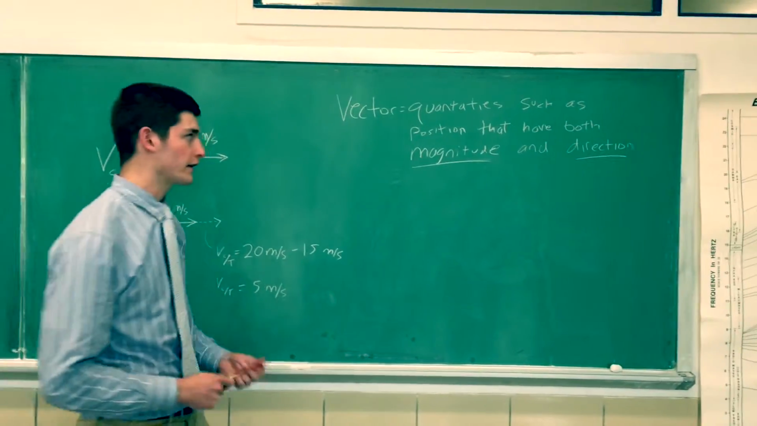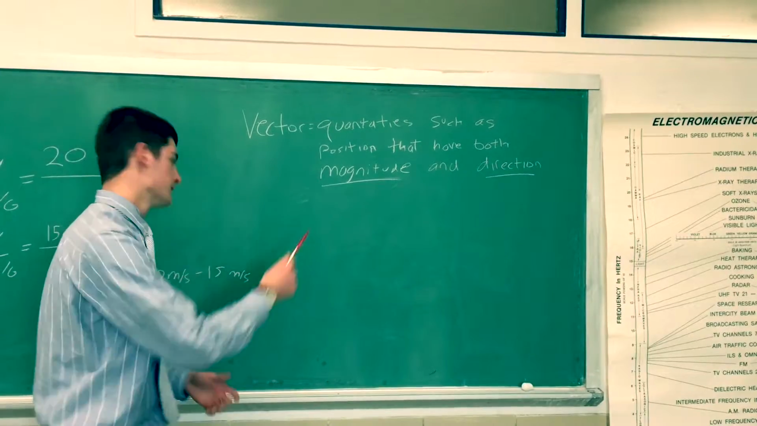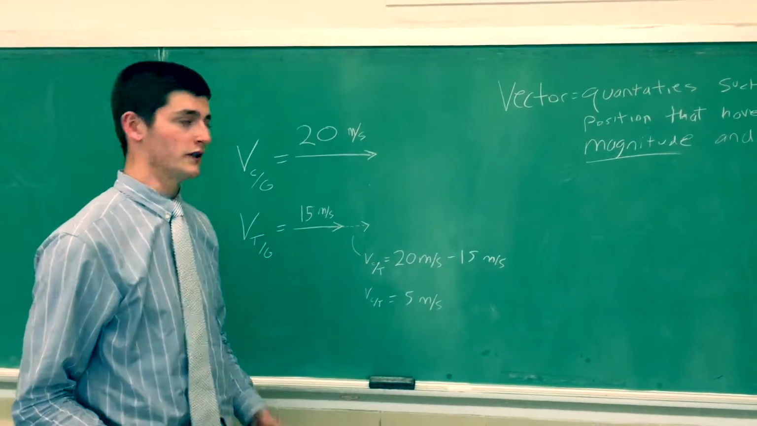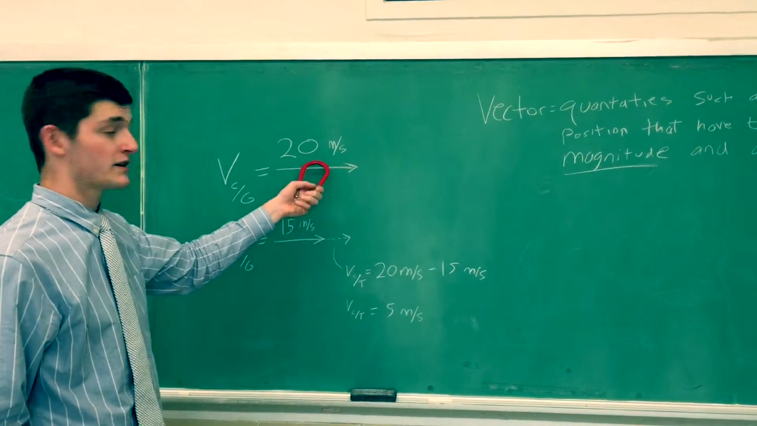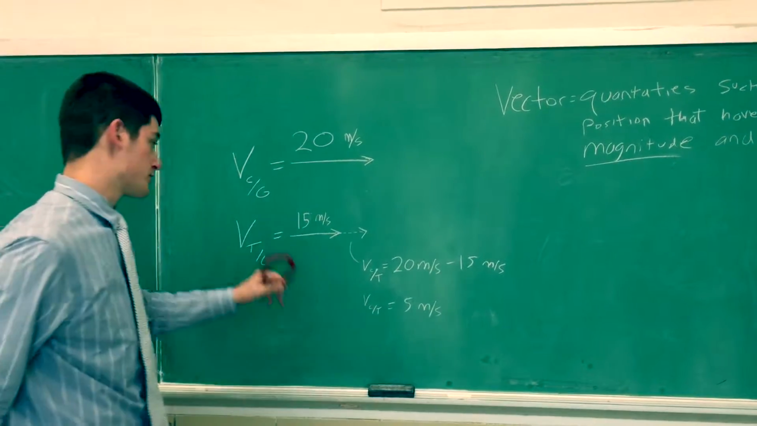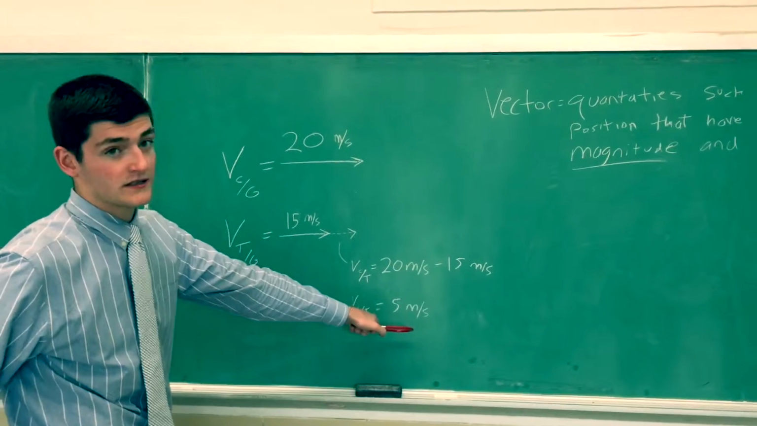Okay, so what's a vector? A vector is quantities such as position that have both magnitude and direction. In our experiment, we did relative motion, and we are trying to prove that a car going 20 meters a second and a car going 15 meters a second is seen by the truck, like the trucker's point of view, as going 5 meters a second.